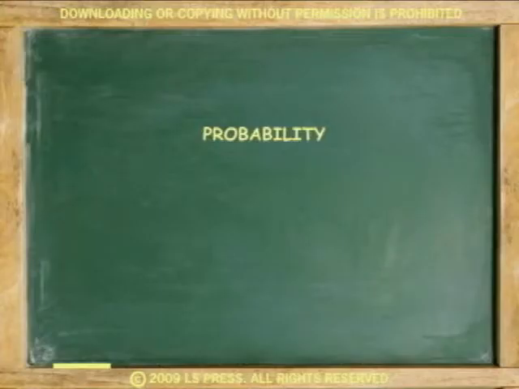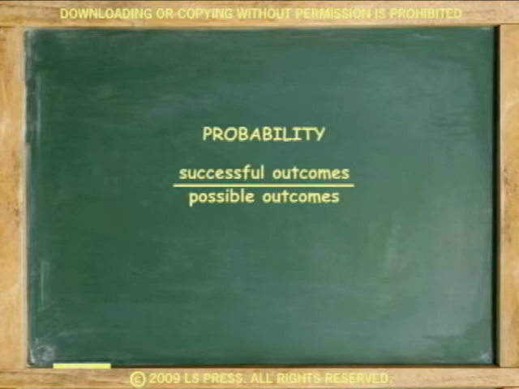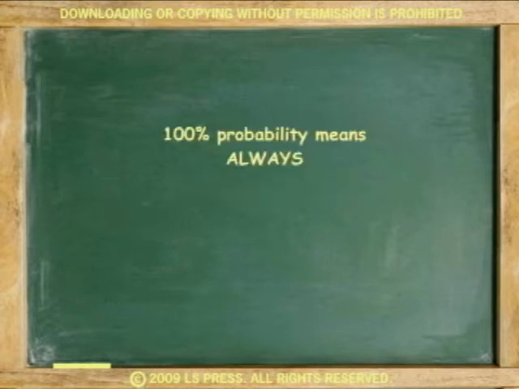Probability is a ratio that shows the likelihood of an event taking place. It is the number of successful outcomes compared to the number of possible outcomes that could actually happen. Because the probability of an event taking place for sure is 100% or 1.